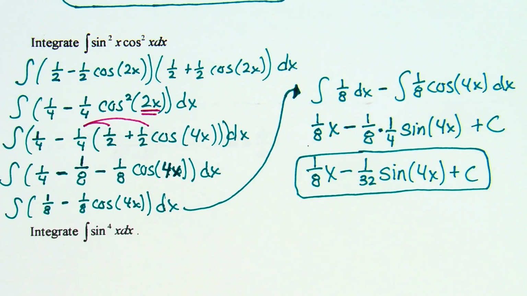Well, you can kind of see where this next one's going. It's sine to the fourth. So this time we're going to break it into two sine squareds. So we're going to plug in the things for sine squareds. And then we're going to get rid of those two sine squareds, but then we're going to have a cosine squared. So then we're going to have to plug in for, because in other words, this problem's a lot like the last problem, isn't it?